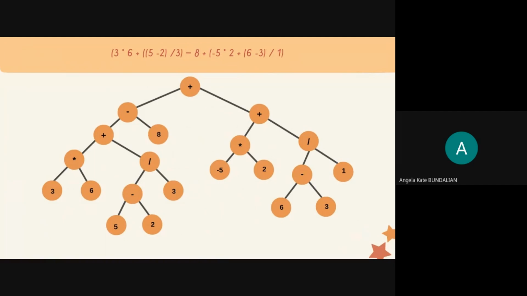Let's take the given arithmetic expression shown as an example. To do this, we first have to divide the expression into two while identifying which operator is the root node. In this case, it is addition.